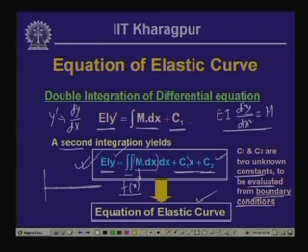Now, this particular expression we call the equation of the elastic curve. As we have seen, we first derived the differential equation of the elastic curve, and subsequently we have computed the equation of the elastic curve. Making use of this differential equation, which is written as a function of the beam bending moment, we can compute the equation of the elastic curve, or we can compute the deflection at any point along the length of the beam.